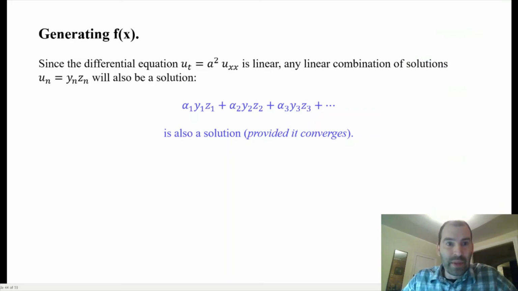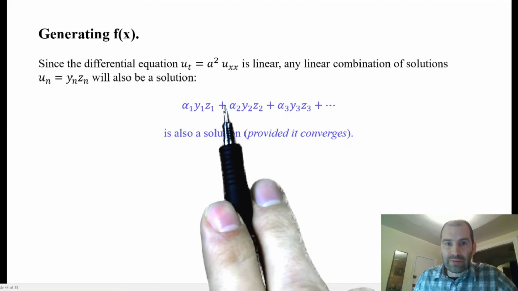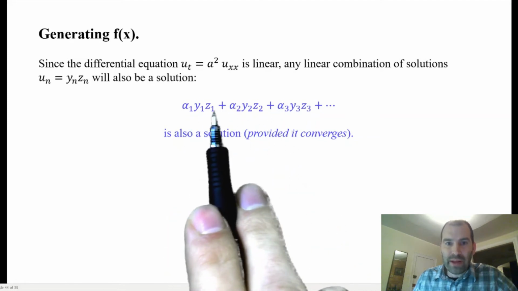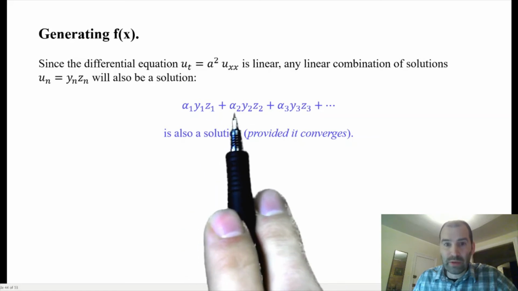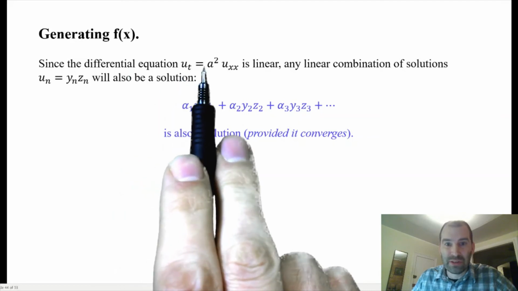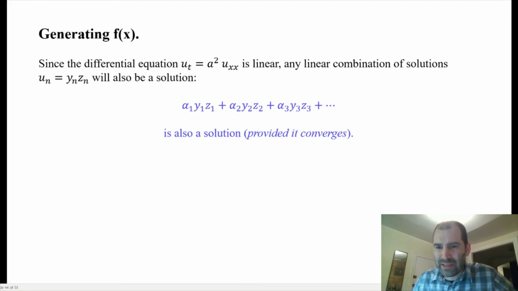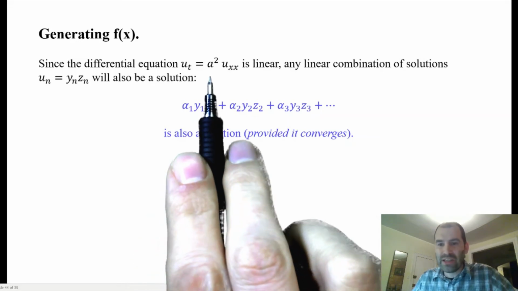Generating f of x. Since the differential equation is linear, any linear combination of solutions will also be a solution. So if I take constants alpha 1, alpha 2, alpha 3, multiply them by my solutions, y1, z1, y2, z2, y3, z3. Remember, all those were solutions. Well, if I multiply them by constants, they'll still be solutions. And if I add them together, they'll still be solutions. You can check that. Multiply a solution by a constant, plug it in, you'll see it still solves the differential equation. Take two solutions, add them together, plug it in, you'll see it still solves the differential equation.